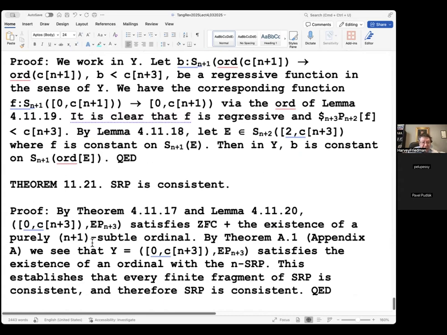We get a purely n plus 1 subtle ordinal inside this structure, which we call Y. And so Y satisfies the existence of an ordinal with the NSRP, because in this appendix from the paper in 2001 that I wrote, purely subtle ordinals give you SRP cardinals. Okay, so we have a purely n plus 1 subtle cardinal, we get an NSRP cardinal. And since n is arbitrary, and remember these n's were standard, we get that every finite fragment of SRP is consistent, therefore SRP is consistent.